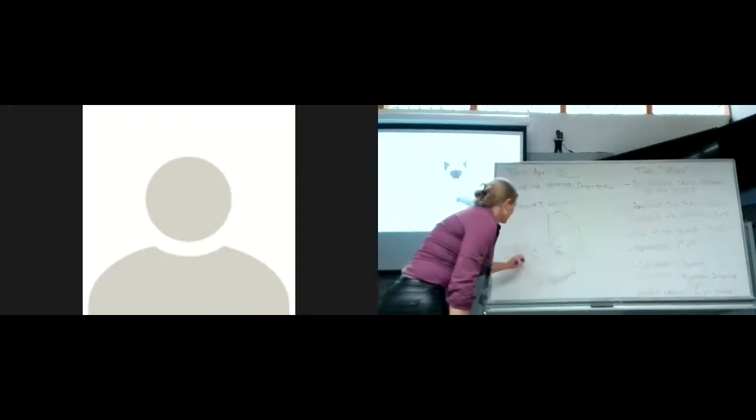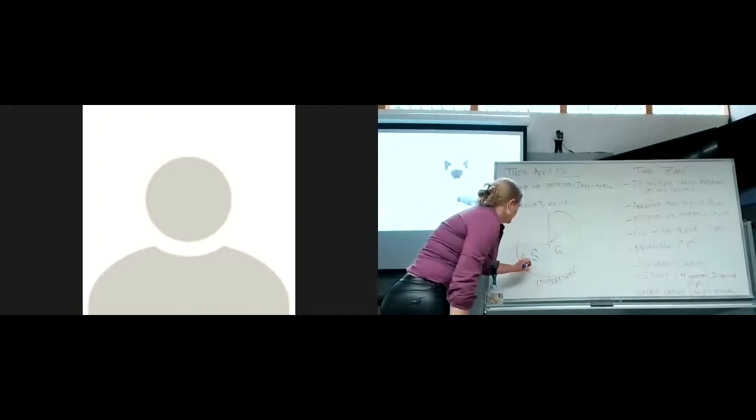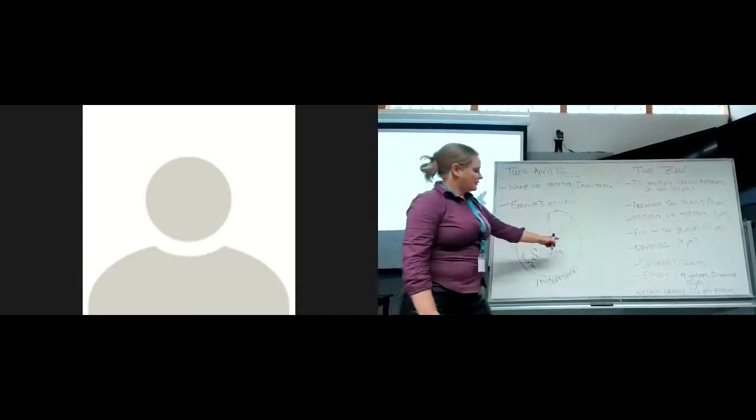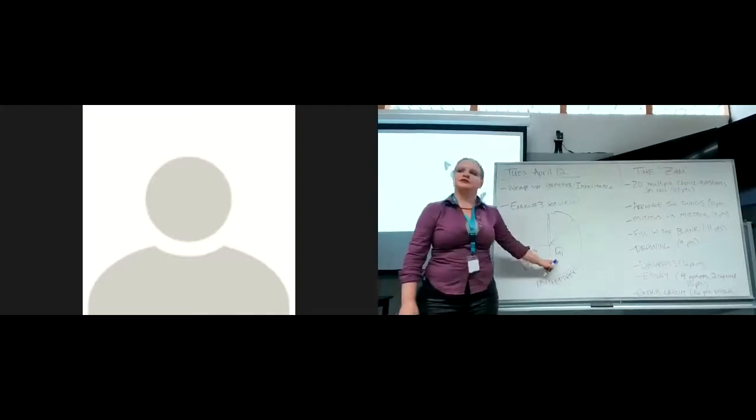Let's call it S phase. Why does this phase make sense? It's the synthesis phase. What are we synthesizing? DNA. Yes. So this is DNA. We're replicating DNA. So what do our chromosomes look like when they're in G1 phase?